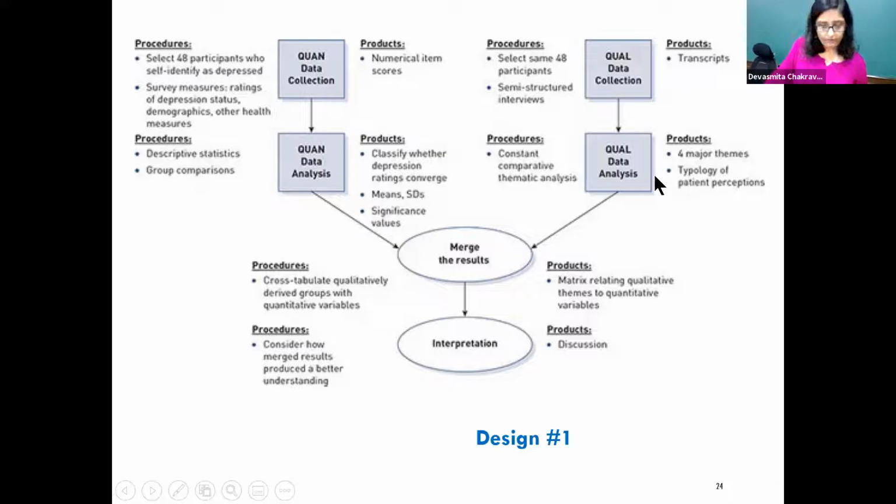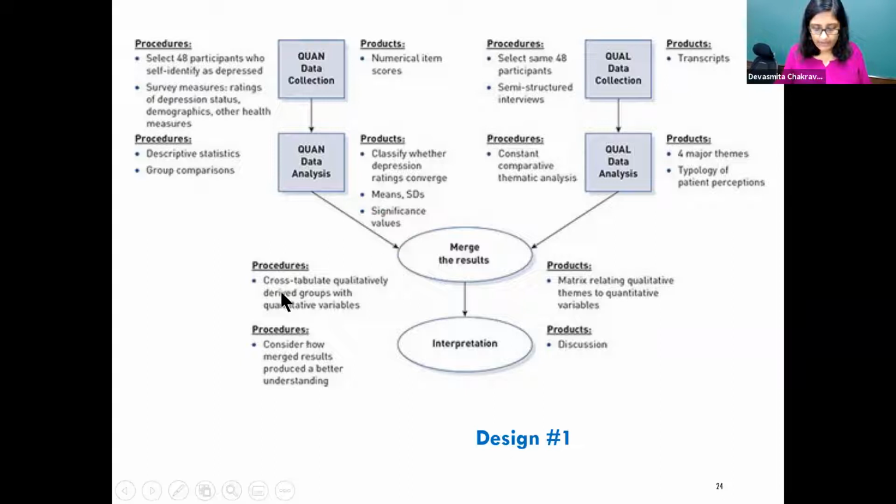Okay, typology of patient perceptions. Now you took the quant results and you took the qual results and you merged the results. How did the merging happen? It's given in the paper when you read it, which is depending on where each person was. They divided the group into 4 different groups according to how depressed they were. And then within that, they compared what they said in the interviews. So they merged the results and then together they interpreted.